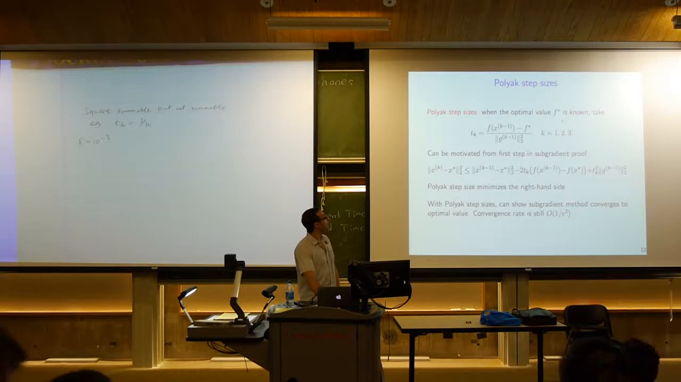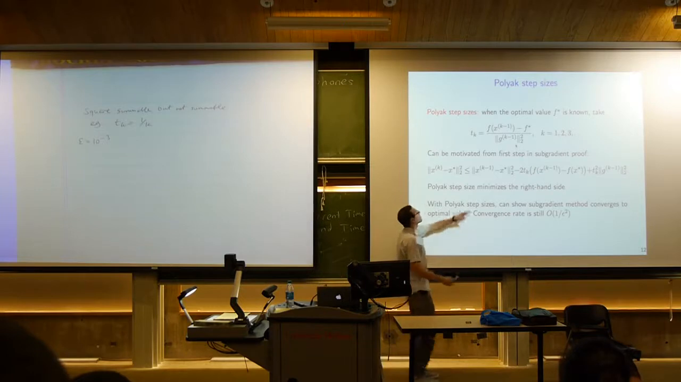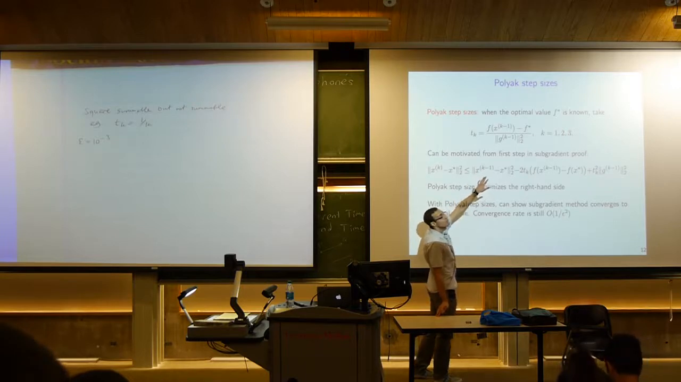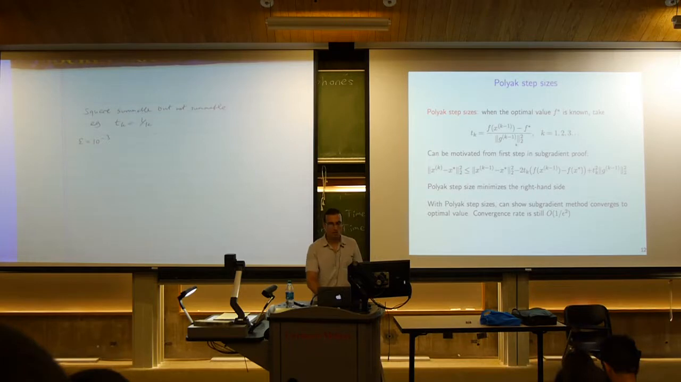If the optimal value is known, then there's a different choice of step size that you can make than diminishing or fixed, and that's this one. At the kth iteration, I look at the suboptimality gap between where I was at the last iteration, f of x_{k-1}, and the optimal value itself, f star, and I divide by the squared norm of the subgradient that I picked at the last iteration.